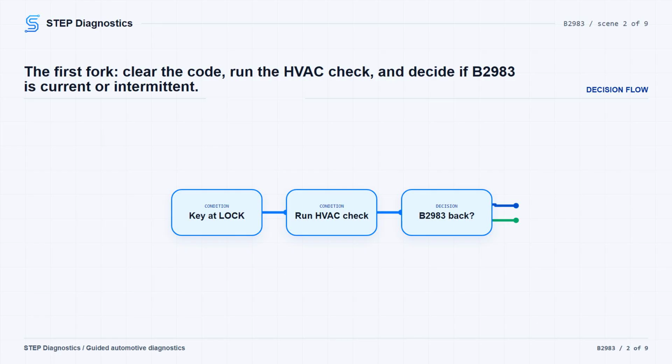Start by clearing the DTCs with the HDS. Turn the ignition switch to lock 0, then run the self-diagnostic with the HDS or with the climate control unit and check for DTCs again. If B2983 comes back, keep going with the circuit checks. If it does not return, treat it as an intermittent failure and inspect for loose wires or poor connections in the recirculation control motor circuit.